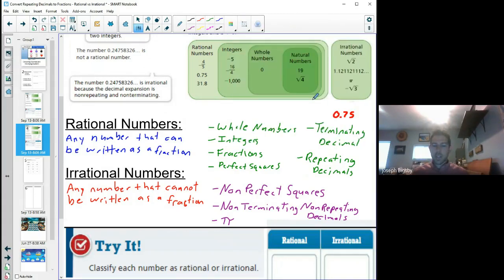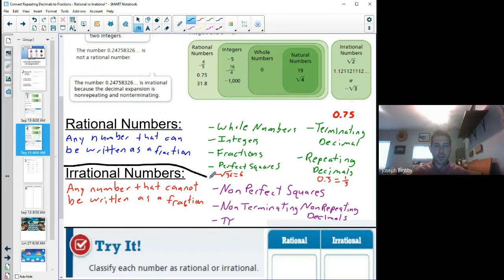So decimals that go on forever, like 0.3 repeated. We know that 0.3 repeated is really just 1/3. And since that repeating number can be written as a fraction, it falls in line with rational numbers. And lastly, since we have been learning about square roots, perfect squares are rational. Because remember, perfect squares, such as the square root of 36, has a whole number answer, making it a rational number. So there are our rational numbers.